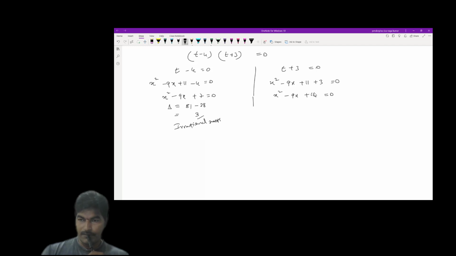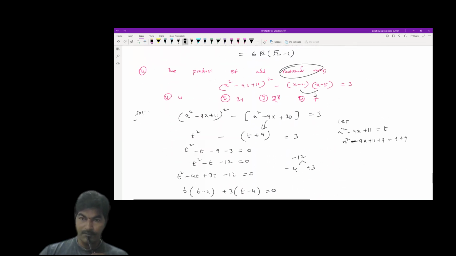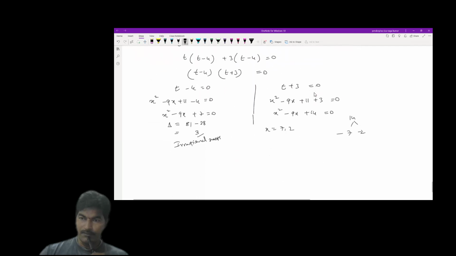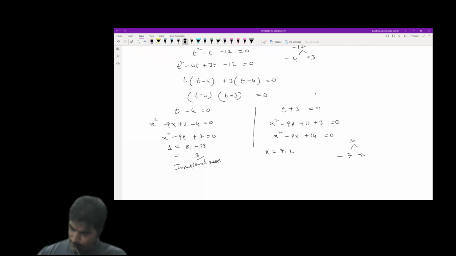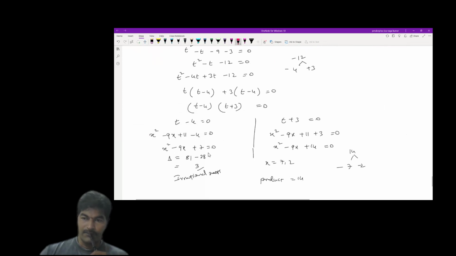I'm not solving that one. For the other, we can do 7 twos minus minus. Of course, 7 and 2 are the roots. And what is the problem asking? The product of all rational roots. 7 twos are 14. The product of all rational numbers is 14 only. Why are the options like that? Let me check one more time. Oh, sorry, the first option is 14. Option 1 is correct. 14 is the correct answer.